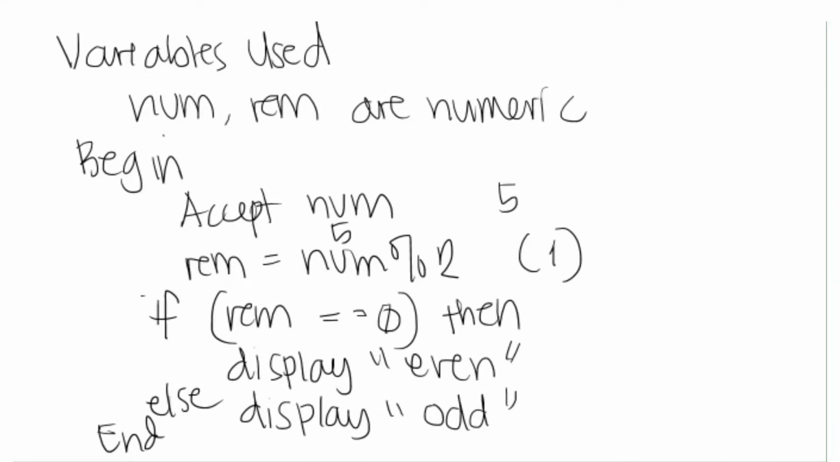If the input number is 50, that means that 50 modulo 2 will be 0. So if 0 is equals to 0, that's true, then it will execute the statement below that particular condition. Then it will display even. So it will omit the else portion and continue to end.